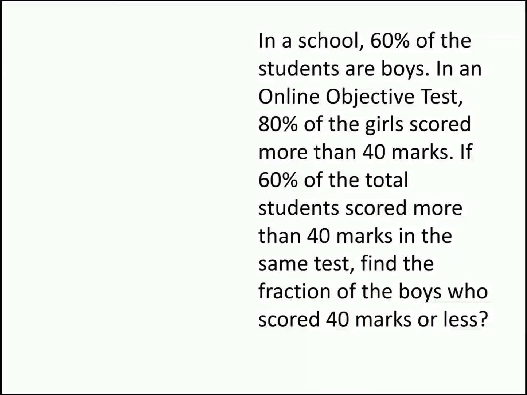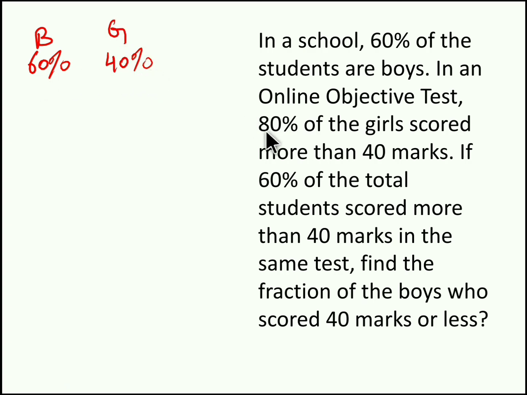In a school, 60% of the students are boys. In an online objective test, 80% of the girls scored more than 40 marks. If 60% of the total students scored more than 40 marks in the same test, find the fraction of boys who scored 40 marks or less. So the total number of boys is 60% and the total girls count is 40%. So totally we get 100%.